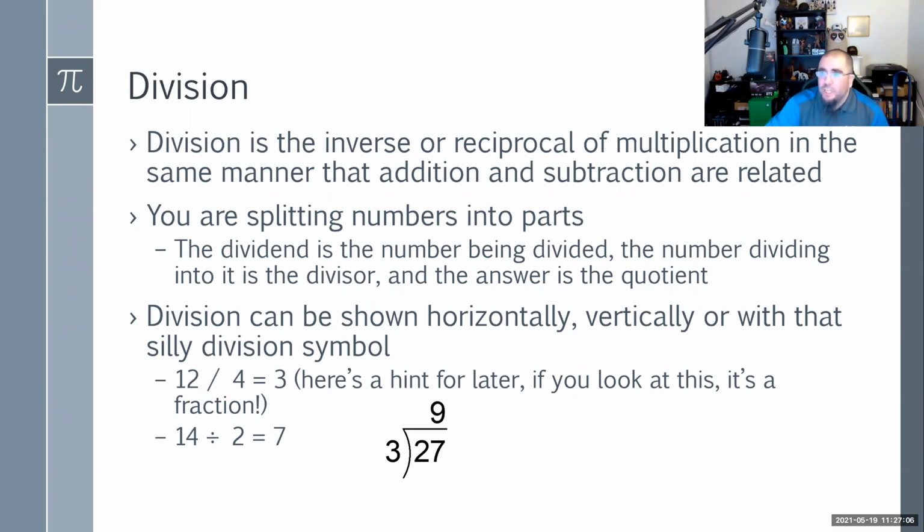The interesting thing about division: if I say something like 12 divided by 4, if you look at that, that's nothing more than a fraction. That's 12 over 4. So a lot of people get really hung up on fractions when we get to them, but in reality, fractions are just division. Fractions are also nothing more than decimals. So all of math is kind of relative, kind of like the area where I was born in Pennsylvania. So 14 divided by 2 is 7. Here we have 3 dividing into 27 equals 9.